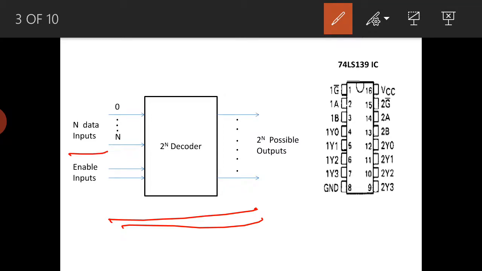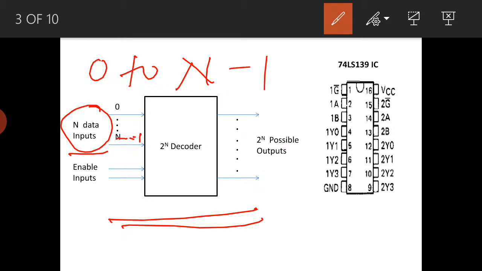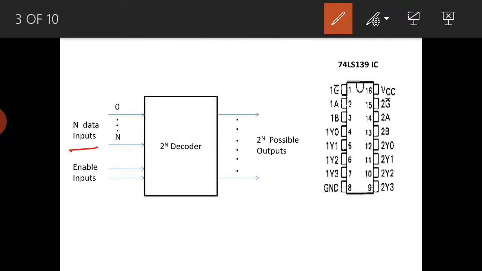There are n inputs, which we call the n data inputs, that is 0 to n minus 1. It should be n minus 1, not n. If you take it as 1, then it will be 1 to n, otherwise it will be 0 to n minus 1. With the n data inputs there is one enable signal, which enables the device to work. If it is disabled, then the device will not work. Then the possible outputs are 2 raised to n. So this is the symbol of the decoder.